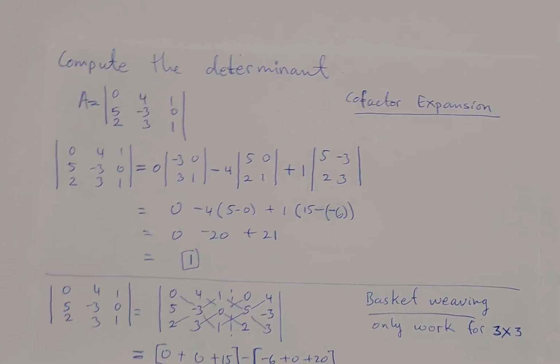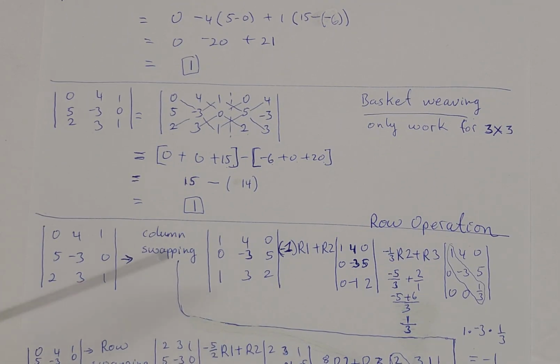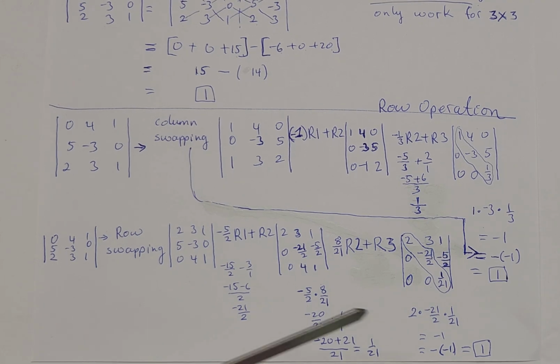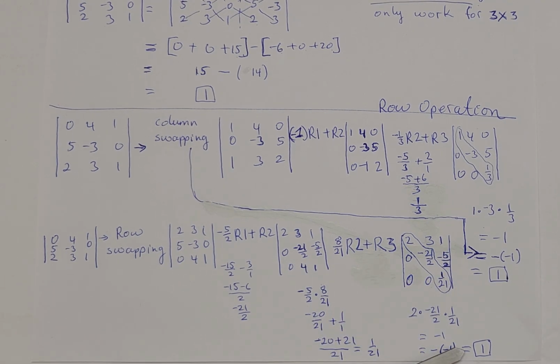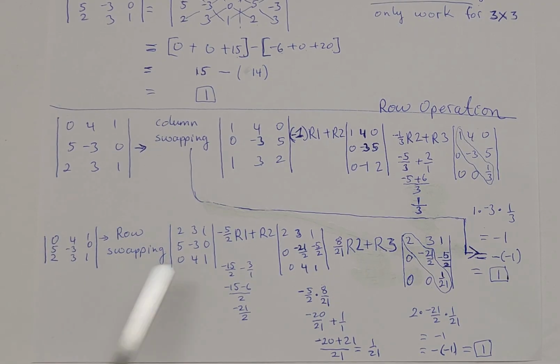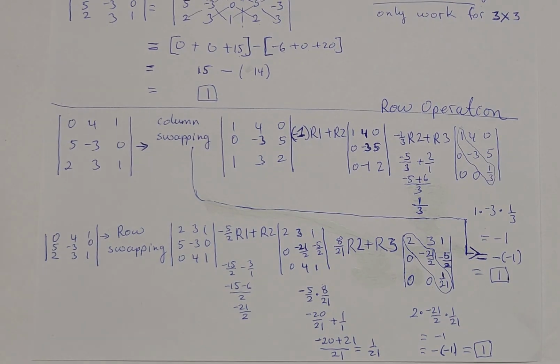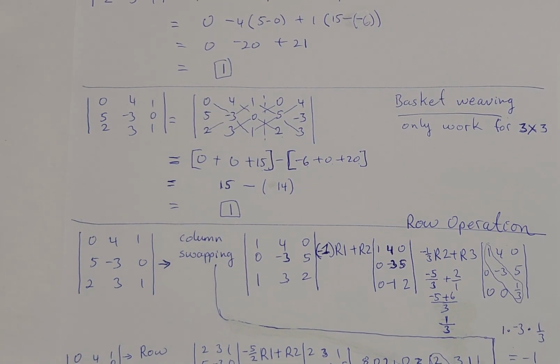Again, one more time. Cofactor method gives you positive 1. Basket weaving also gives you positive 1. Row operation also gives you positive 1 and positive 1 here. However, with row operations, if you switch column, switch row, make sure you put another negative in, and also here as well. That's where the extra negative comes from, because you switched column or switched row. Also be very careful with basket weaving. Basket weaving only works for 3 by 3.